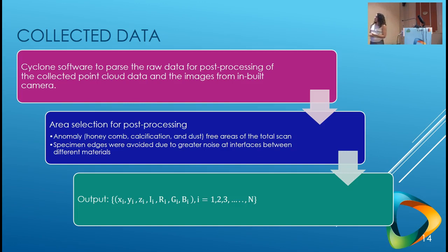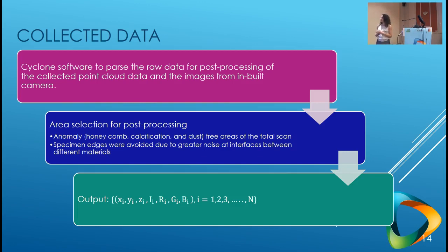So we collected the data from Leica, and then we used Cyclone software to parse this raw data for post-processing. So we selected an area, as I said. We tried to limit the angle of the scanning to not get too much of the environment, but still we get some part of it. We didn't include the edges of the components because there is more noise and different parts of materials can come into that. So the larger area is the largest that we can get without the edges, and we also get some small areas that I will explain.